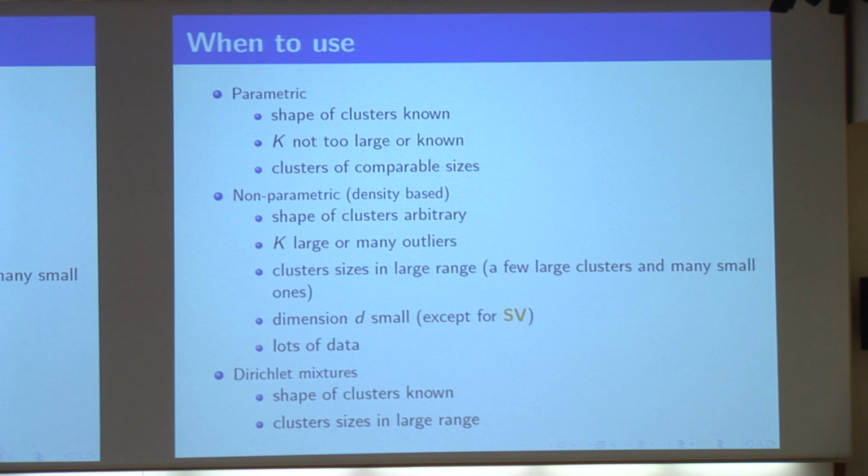And lastly, the Dirichlet mixture models. They are somewhere in between parametric and non-parametric, in that they require you to know the cluster shapes, but they are very flexible at accommodating cluster sizes, outliers, and arbitrary number of clusters. However, they are like non-parametric methods in that they are very computationally expensive to optimize. And like any non-parametric method, they require large amounts of data to work well.